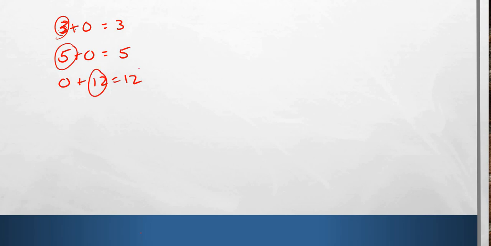So for example, 3 plus 0 remains 3. 5 plus 0 remains 5. 0 plus 12 stays 12. Any value, when we add 0 to it, maintains its identity. So the additive identity is adding 0.